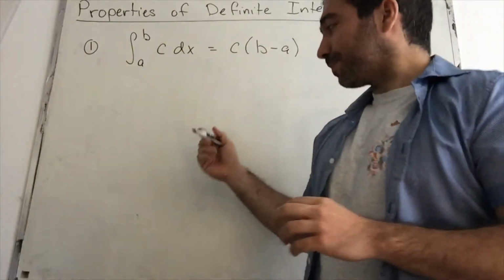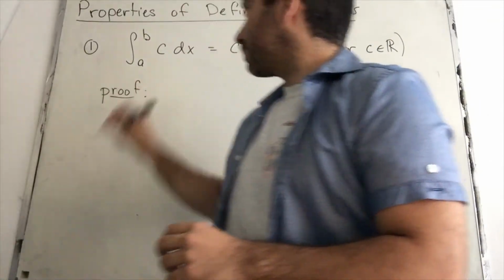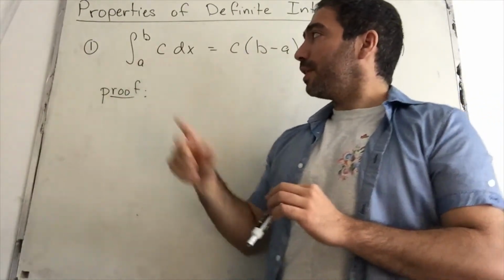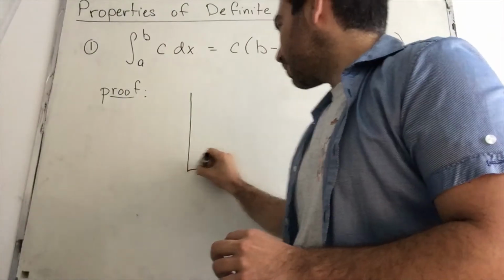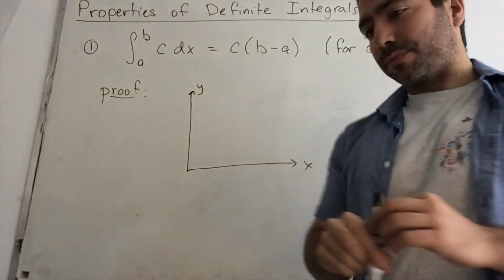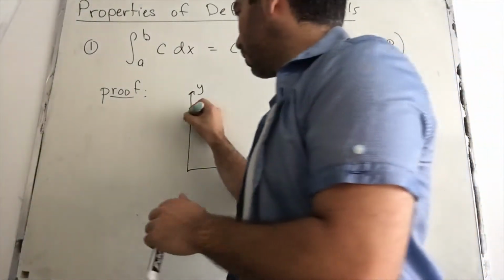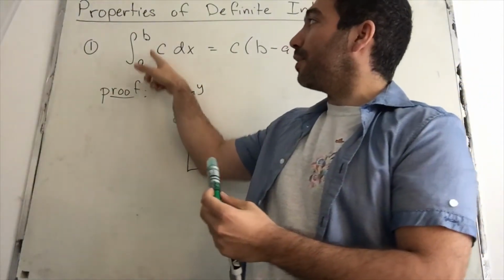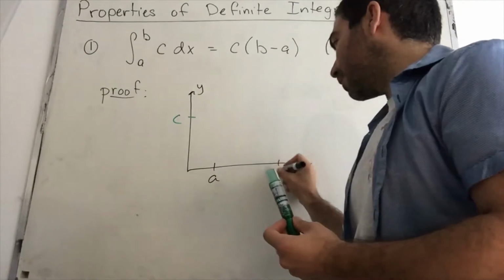What's the proof? We'll do it using a sketch, just to get the idea. How do we get from this to this? Well, this is saying you're working with the function c. So if I graph this, and let me do it in green, c is a constant, and we're taking the area under the curve from a to b. So we're starting at some value a, we're starting at some value b.